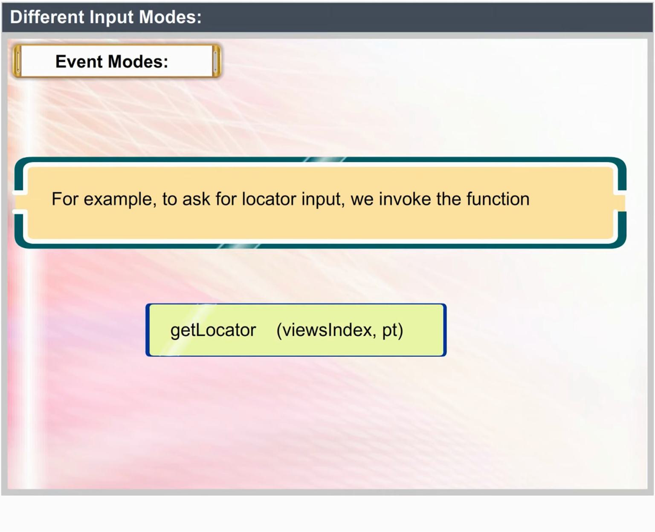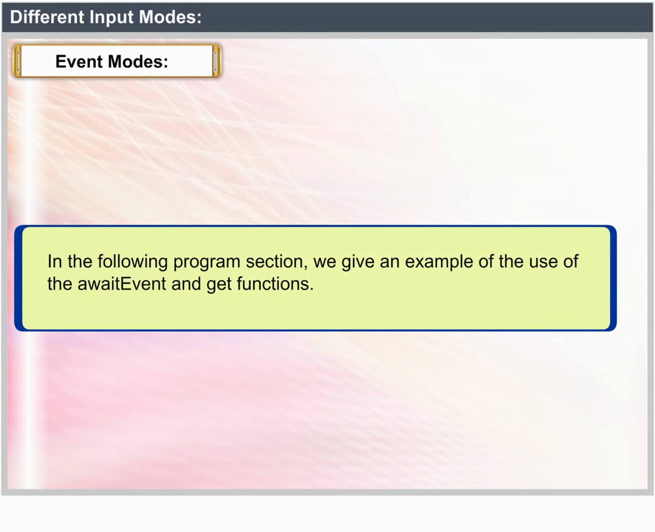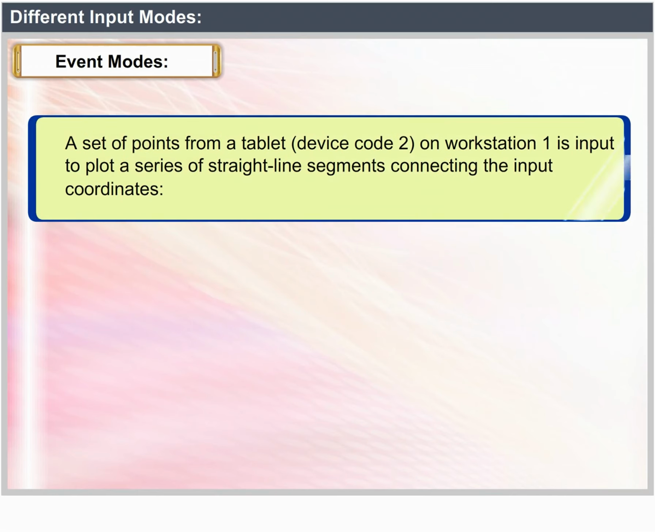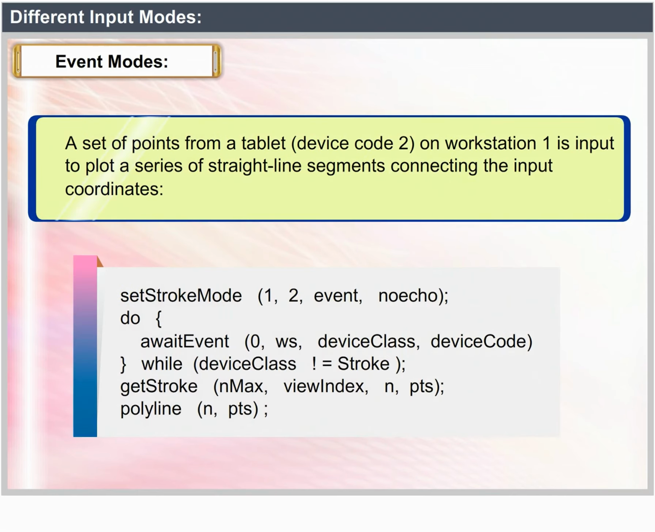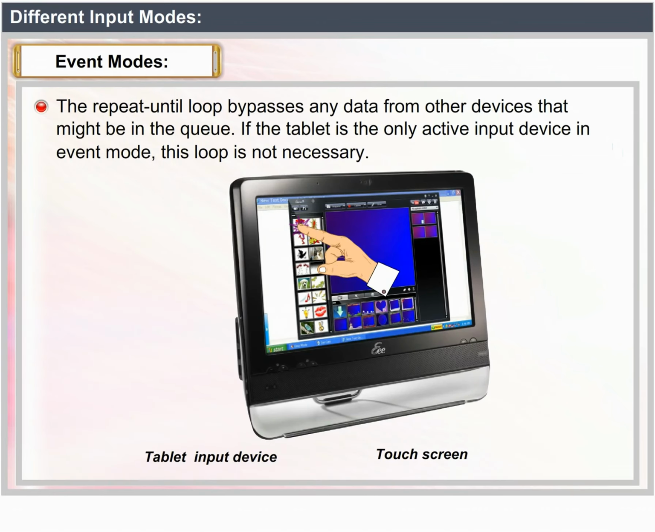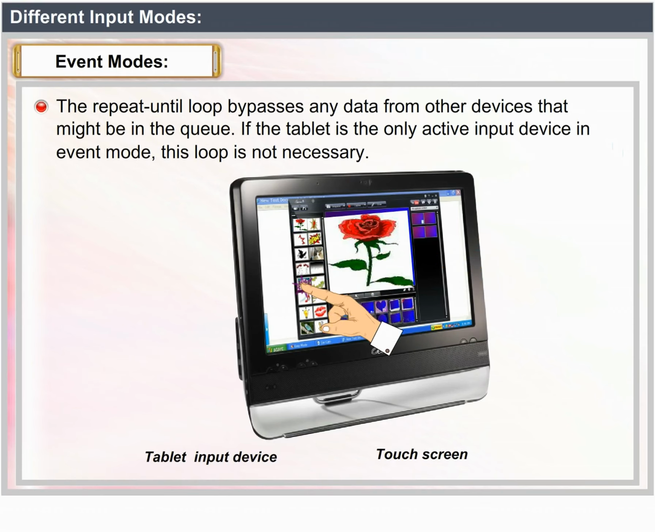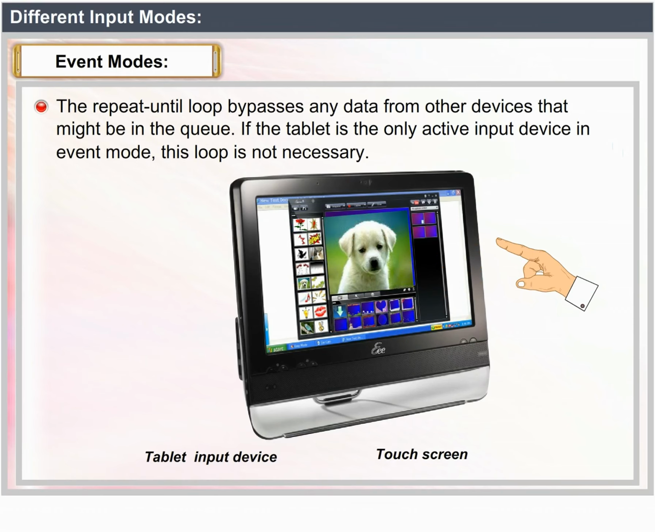In the following program section, we give an example of the use of the await event and get functions. A set of points from a tablet, device code 2, on workstation 1 is input to plot a series of straight line segments connecting the input coordinates. The repeat until loop bypasses any data from other devices that might be in the queue. If the tablet is the only active input device in event mode, this loop is not necessary.